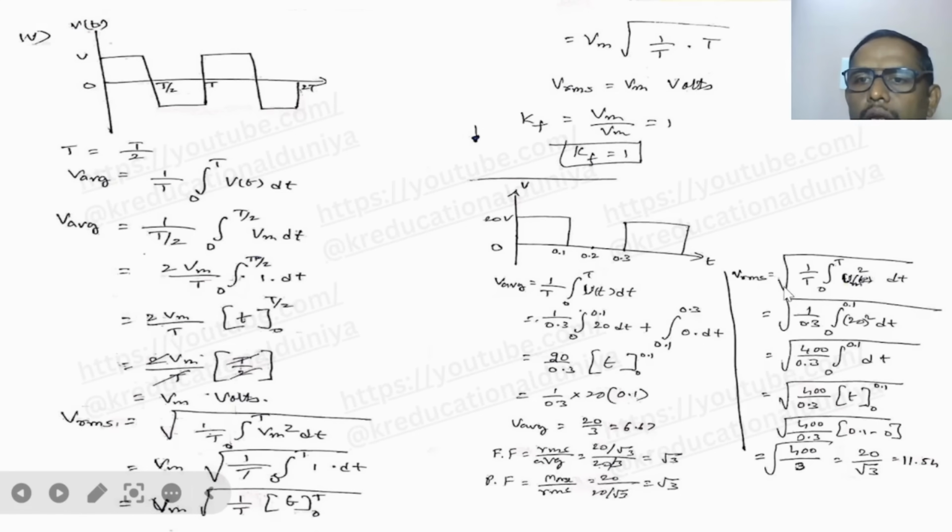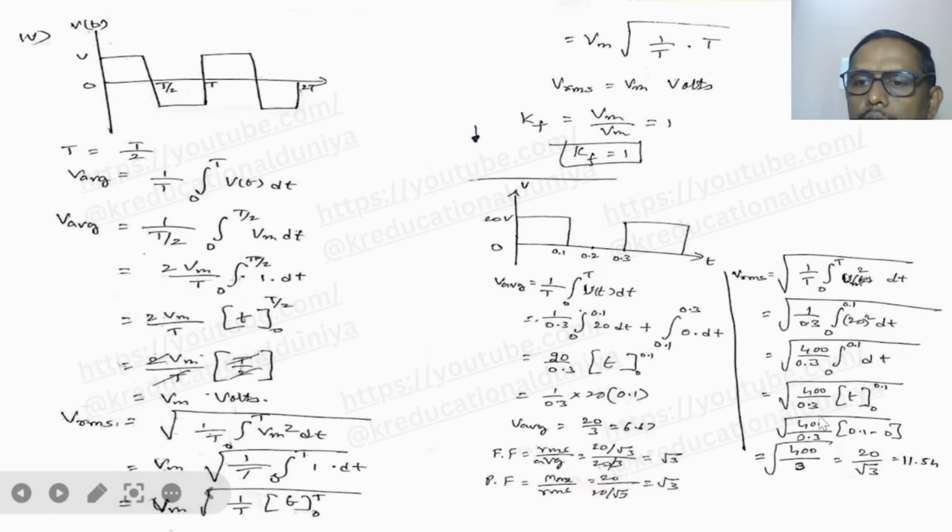In the same way, Vrms is equal to root of 1 by t integral 0 to t Vm square dt. So equal to 1 by 0.3, integral 0 to 0.1 of 20 square dt, plus the integral 0.1 to 0.3, the value will become 0. So I am not putting that value. The term will become 0, and after that this 20 square will come out. So under root, 20 square is 400 by 0.3, integral 0 to 0.1 of 1 dot dt, right?